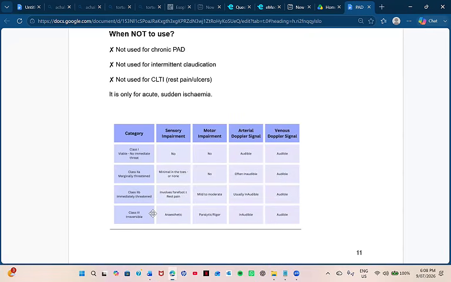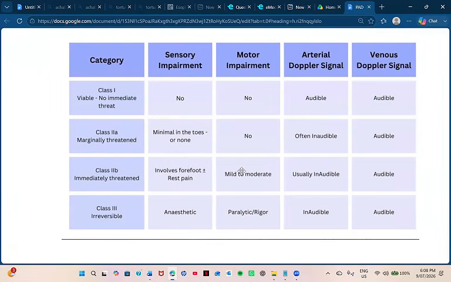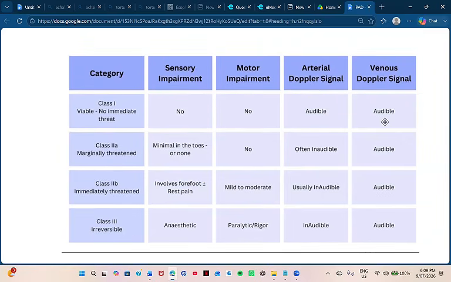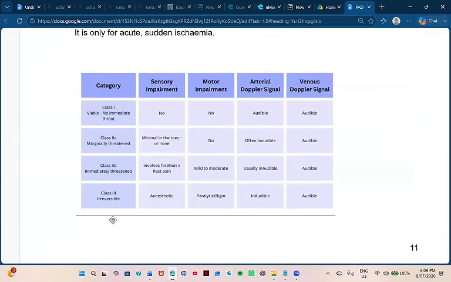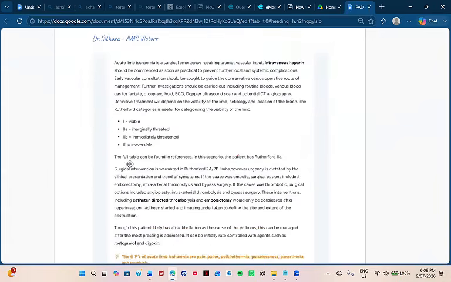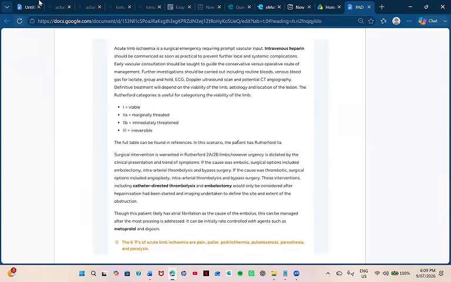If the patient is in class 3 and it is irreversible, with sensory anesthesia, motor impairment, paralysis or rigor, and arterial Doppler signal inaudible, and venous audible but it doesn't matter, and the damage is irreversible, that means the leg is not viable. In that case, you have to amputate it, right? Like that, you need to decide. I hope you get an idea about this.